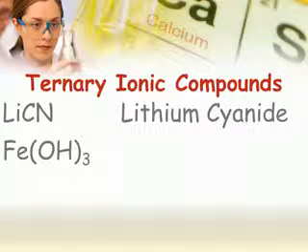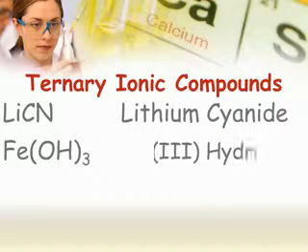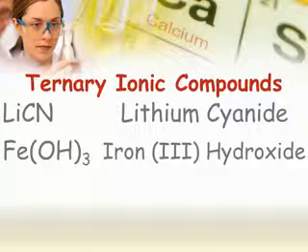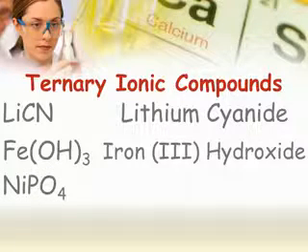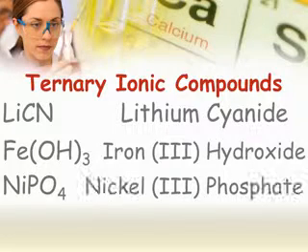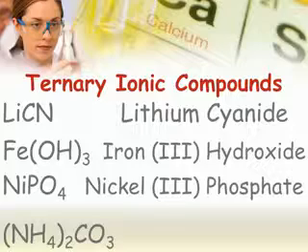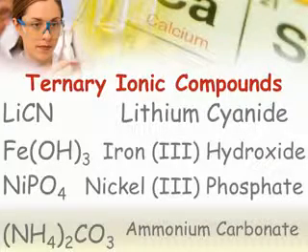All right, be careful, back to transitional. This is iron 3 oxide, or hydroxide, excuse me, it's hydroxide. Nickel, also transitional, nickel 3 phosphate. And you can have an ionic compound with nothing but polyatomic ions, and this is, of course, ammonium carbonate.